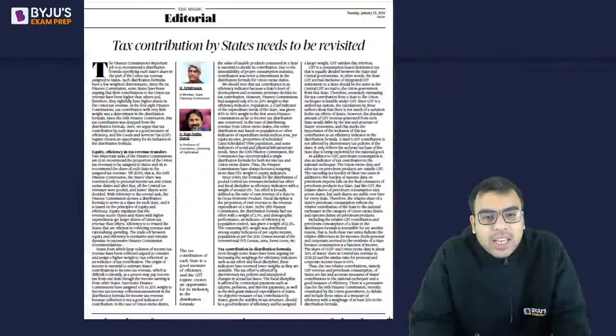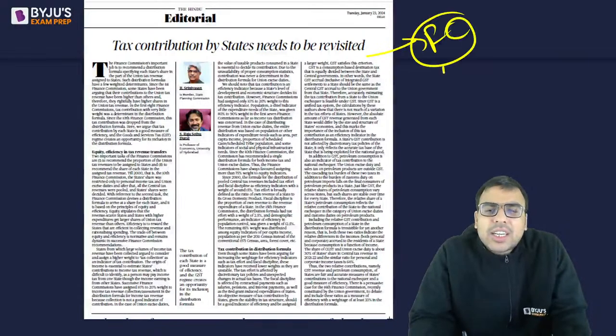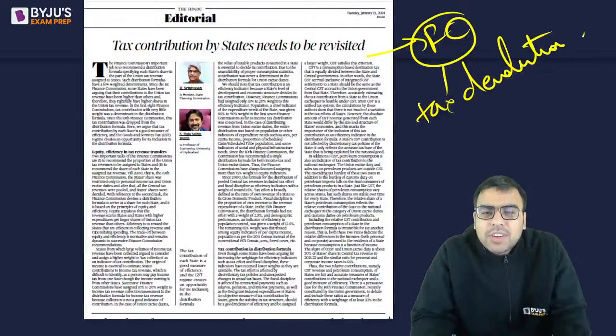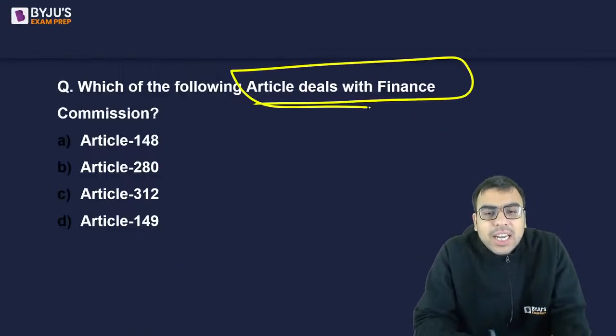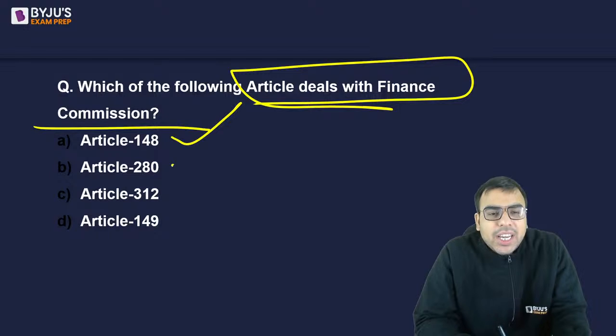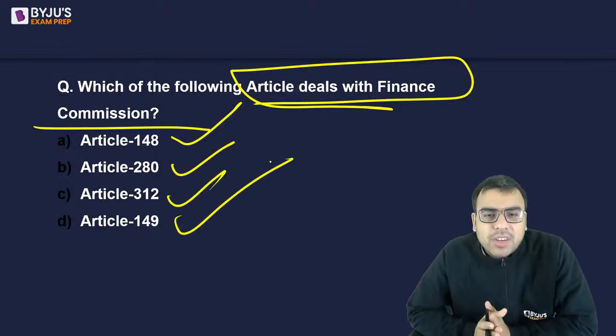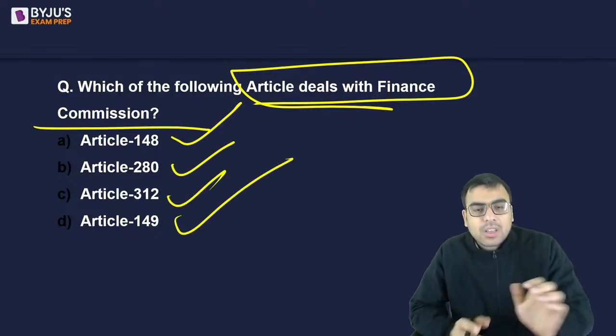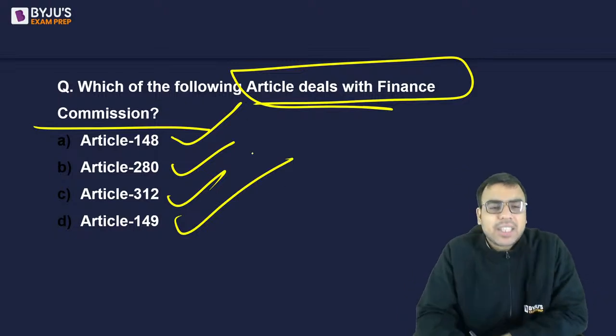Okay. Here actually the article is, अच्छा, ये actually finance commission या tax devolution से related article है. So we'll be talking about it. But please tell me which article deals with the finance commission. Article 148, 280, 312, 149. What is the right answer? कौन सी article finance commission से deal करती है?